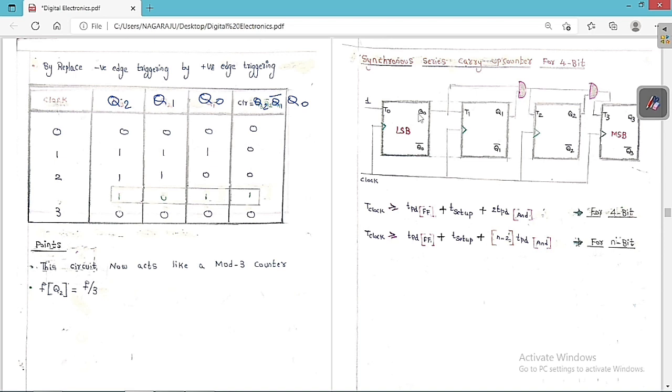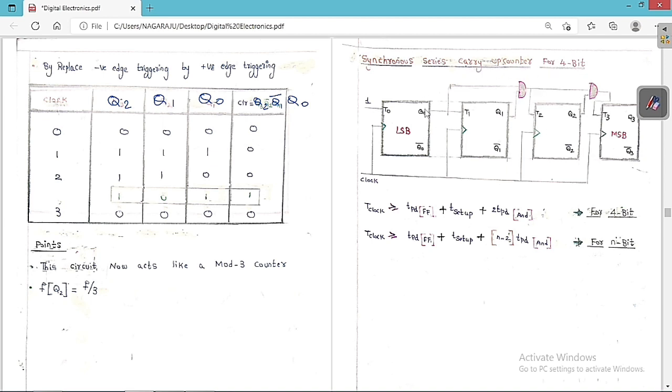Now we are going to learn about another concept called the synchronous series carry up counter for 4 bit. Up to now we have learned about the up counter and down counter in the case of ripple counters, where the output of one flip flop is given as the clock for the other flip flop, like that we have discussed. But now this is the synchronous series carry up counter for 4 bit.